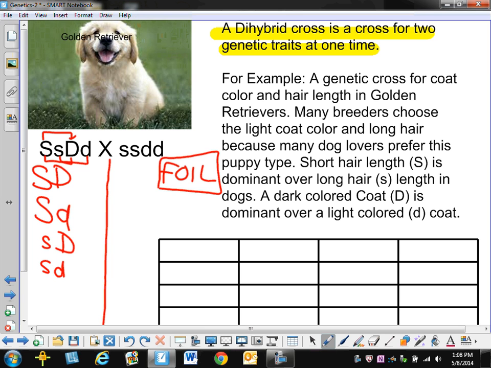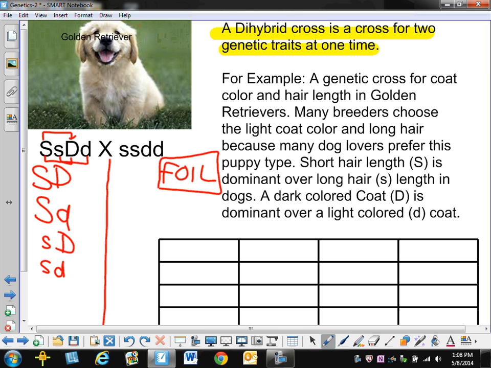I don't expect you to do this. I expect you to follow along. You may see this on an SOL test. I've never seen you have to calculate it, but I have seen where you're going to see a question about what it is. Dihybrid cross. It's really more realistic, where we're mixing the color of puppies with their fur length. For example, a genetic cross for coat color and hair length in golden retrievers.